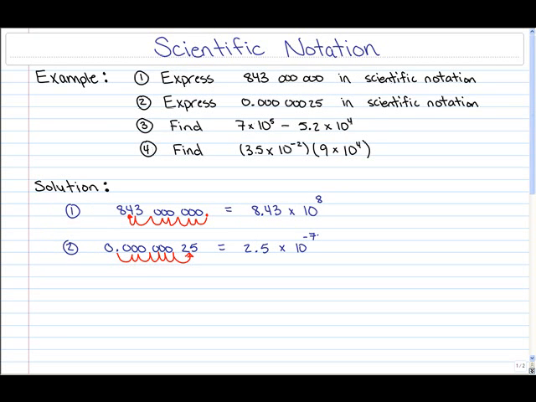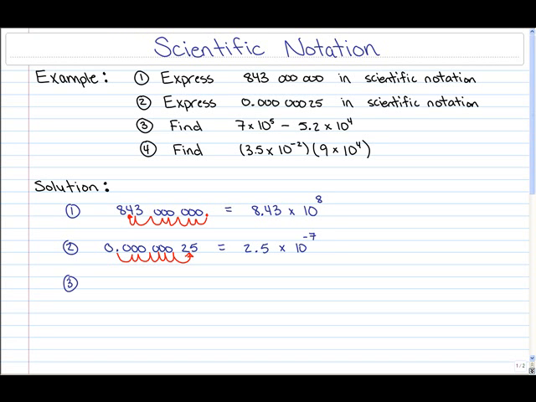You'll now notice that each time the decimal is moved to the left, you actually add 1 to the exponent up here. And each time the decimal is moved to the right, you actually subtract 1 from the exponent here.